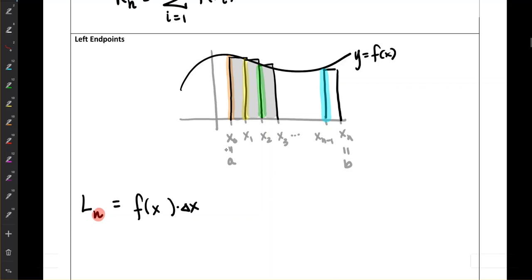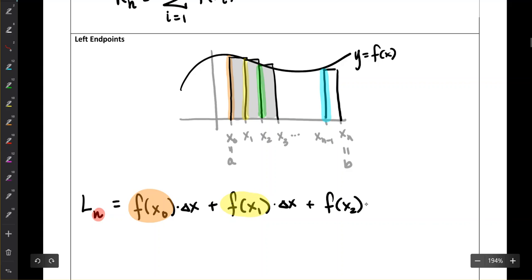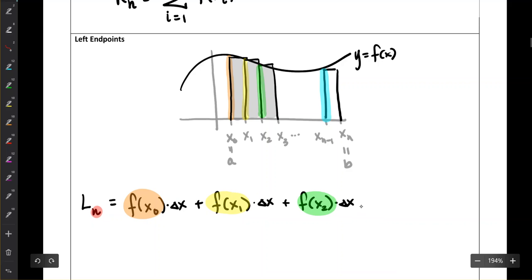And this first height is f of x sub 0, the orange height. Plus the yellow height, f of x sub 1, times your little change in x. Plus the height of the green height there, f of x sub 2, times your little change in x. Plus, keep going and going and going in this fashion, and then at the end, the area of my nth rectangle, well, its height is the blue height there, which is f of x sub n minus 1, times your little change in x for the base.